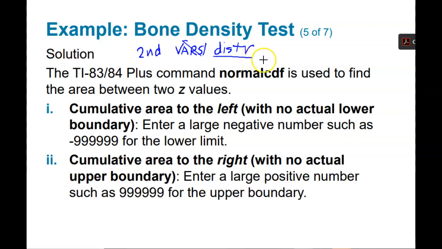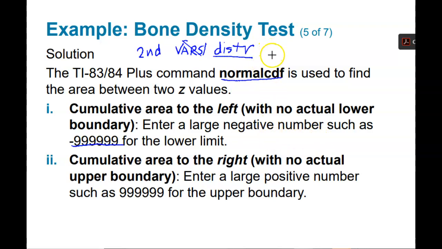When you do that, you get some choices. The second choice is normal CDF. You want to look for the words normal CDF. The first one might be PDF. You don't want that. You want CDF. It's used to calculate the area between two z-values. If you're calculating the area below a z-value like we are, 1.27, you're going to use negative 999,999, that's six nines, for the lower limit. That's close enough to negative infinity. If you were to calculate the cumulative area to the right of a z-value, you would use the z-value as the lower limit, and then use an upper limit of positive 999,999, six nines.